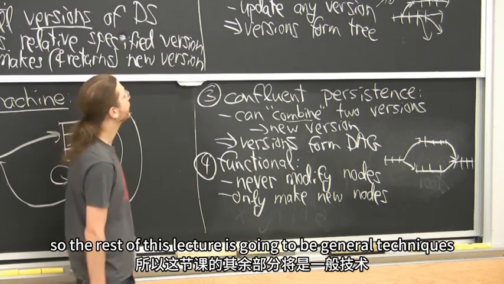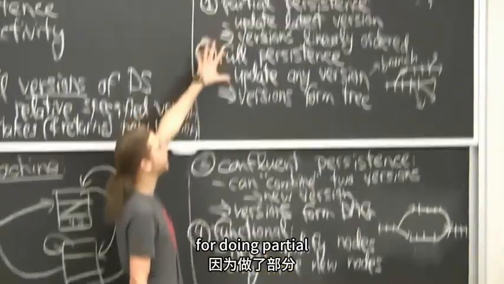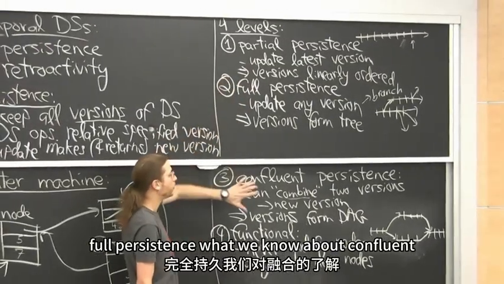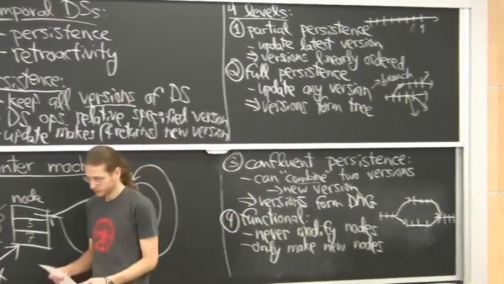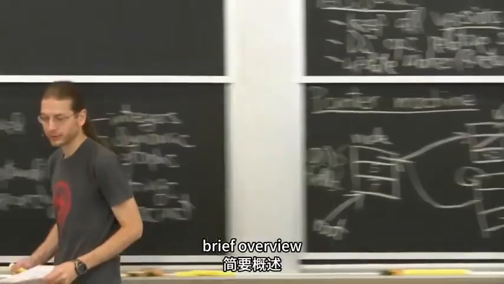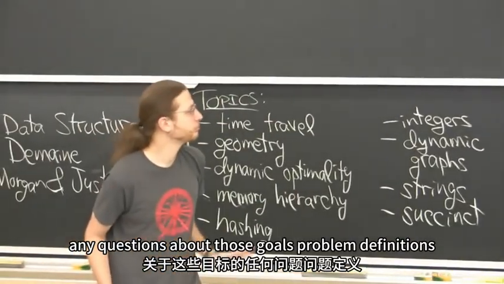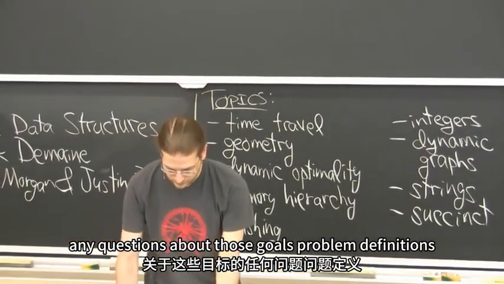So the rest of this lecture is going to be general techniques for doing partial and full persistence, what we know about confluent, and what we know about functional. Brief overview. Any questions about those goals, problem definitions?